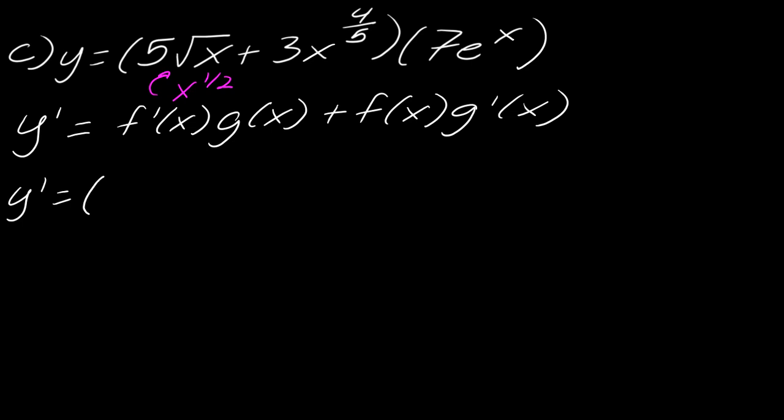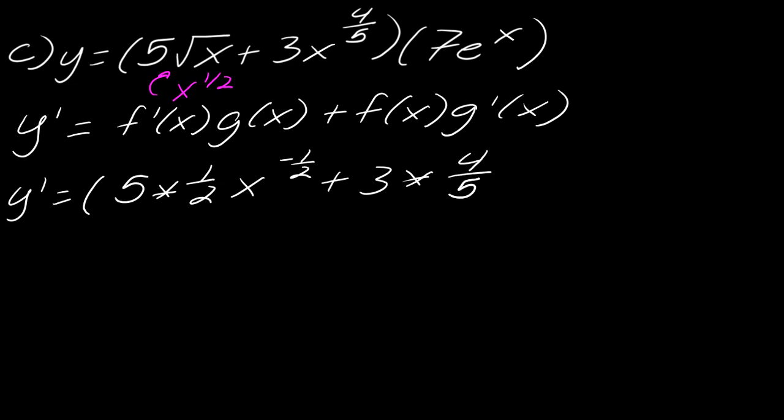Okay, so taking the derivative of this first part, I've got the derivative of 5 times the square root of x. This will be 5 times 1/2 x to the negative 1/2 plus, and now the derivative of 3x to the 4/5, I'll take 3 times 4/5 x to the negative 1/5. Okay, so that was just the derivative of the first part, and then I leave the second part alone. So there's the first part of this.